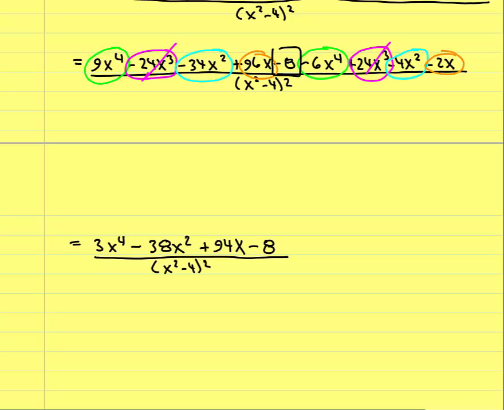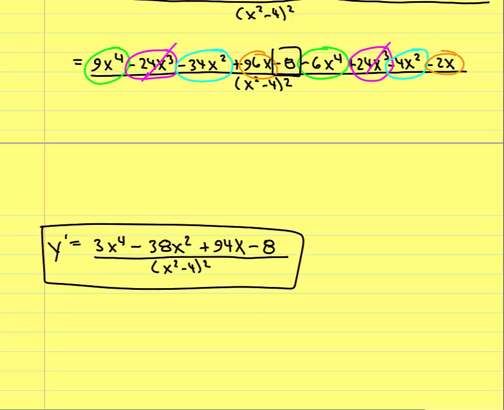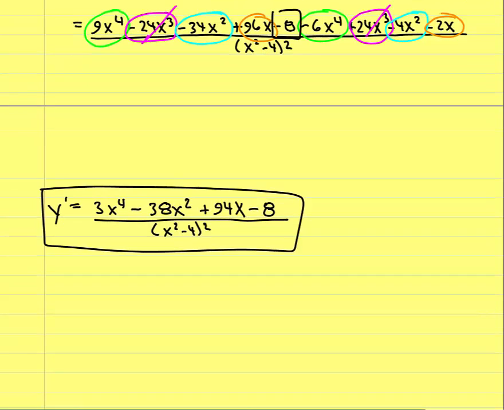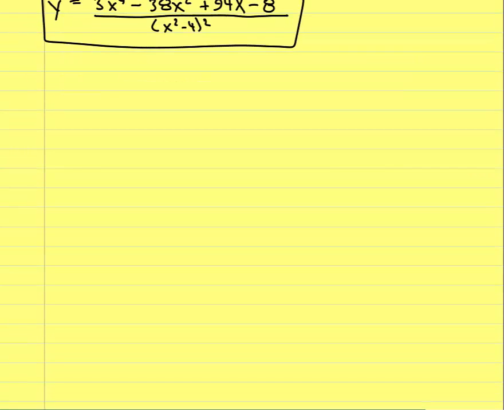Now something might go on with the numerator. It doesn't look obvious that this factors. So this is my y prime. But if this would factor, I would want to actually factor it out and see if anything will cancel. So this is my derivative simplified completely. That one was a little bit ugly. Let's go ahead and look at another one.